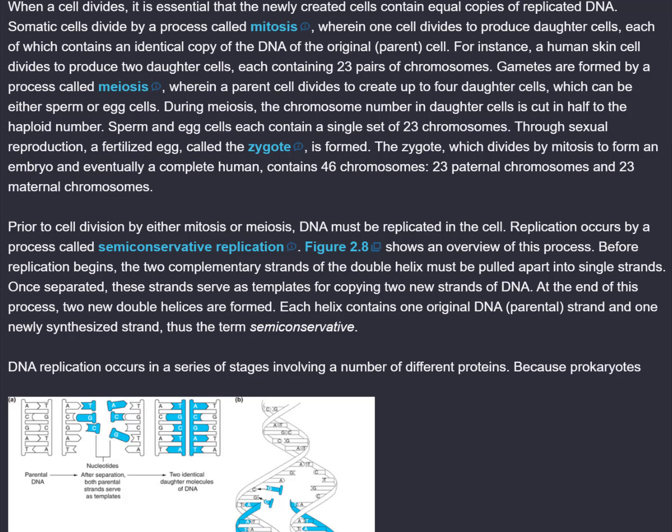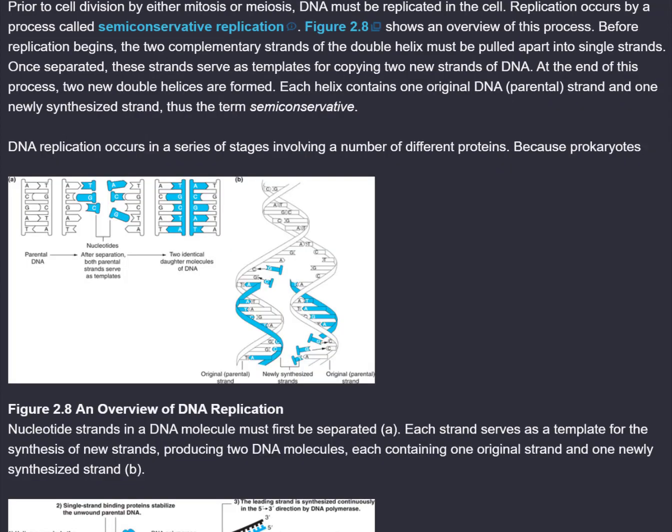During meiosis, the chromosome number in daughter cells is cut in half to the haploid number. Sperm and egg cells each contain a single set of 23 chromosomes. Through sexual reproduction, a fertilized egg, called the zygote, is formed. The zygote, which divides by mitosis to form an embryo and eventually a complete human, contains 46 chromosomes, 23 paternal chromosomes and 23 maternal chromosomes. Prior to cell division by either mitosis or meiosis, DNA must be replicated in the cell.